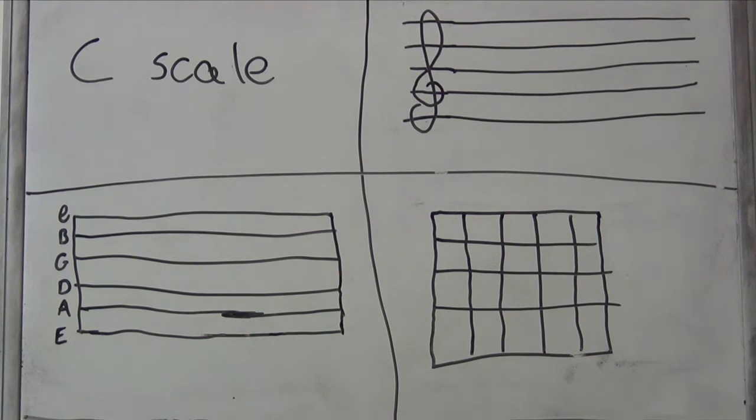Let's take a look at some different types of notation that we can use to represent our C scale. Now, this is the exact same C scale that we learned in our video learning about the scale, the arpeggio, and the chords. C, D, E, F, G, A, B, C. All natural notes, no sharps or flats.